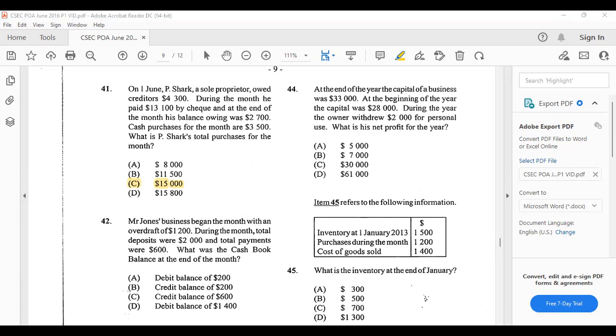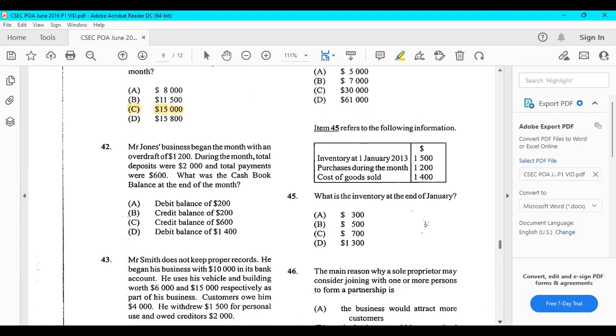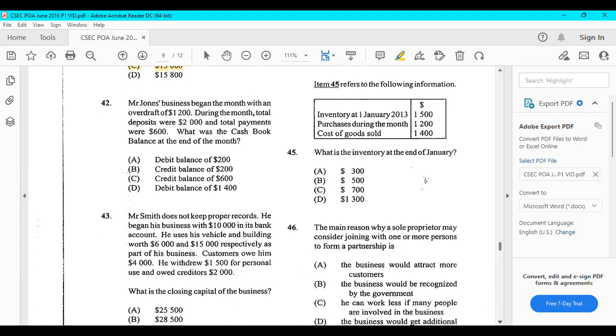Okay, awesome. All right, so Mr. Jones' business began the month with an overdraft of $1,200. During the month, total deposits were $2,000 and total payments were $600. What was the cash book balance at the end of the month? So an overdraft simply means you have a negative balance in your bank account, right? You're overdrawn, so you owe the bank, basically. That's a negative $1,200 you started off with.